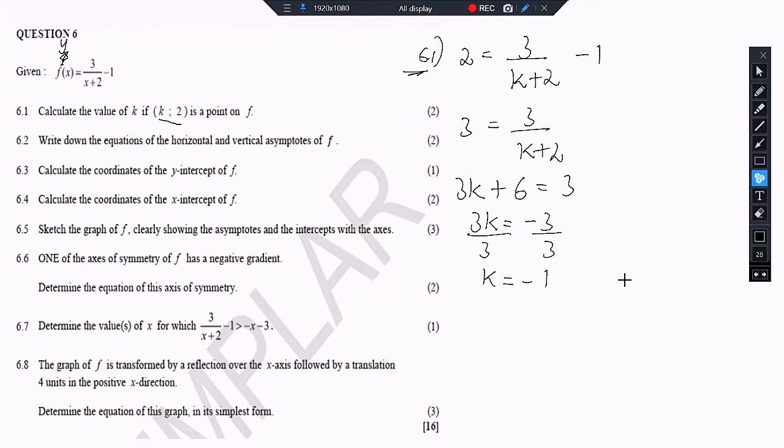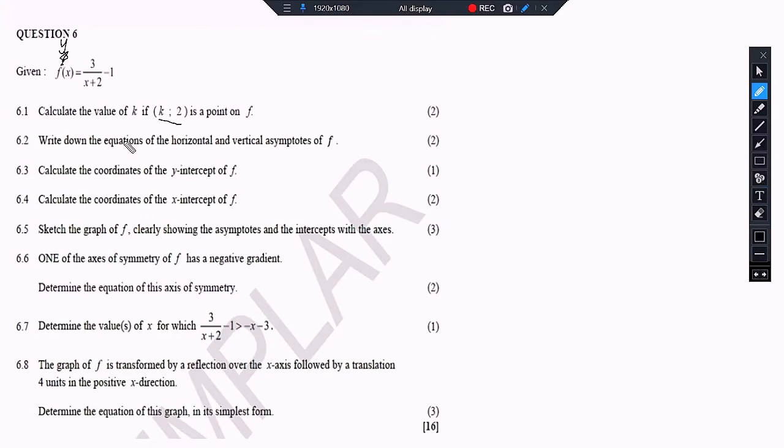Now let's move to 6.2. It's saying write down the equation of the horizontal and vertical asymptote. The horizontal asymptote, we know that it is indicated by that constant there. So the horizontal asymptote would be y equals negative 1. As simple as that, you simply look at your constant value together with its sign and equate it to y. But for the vertical asymptote, you need to take the denominator here, equate it to 0 and then solve for x.